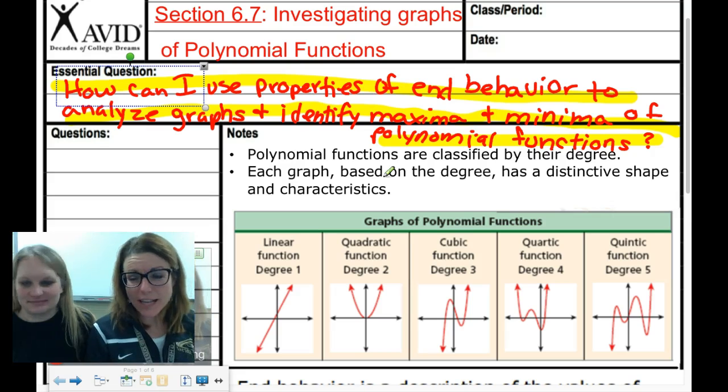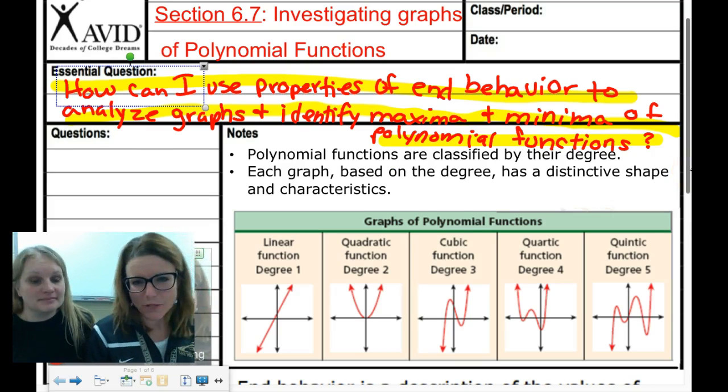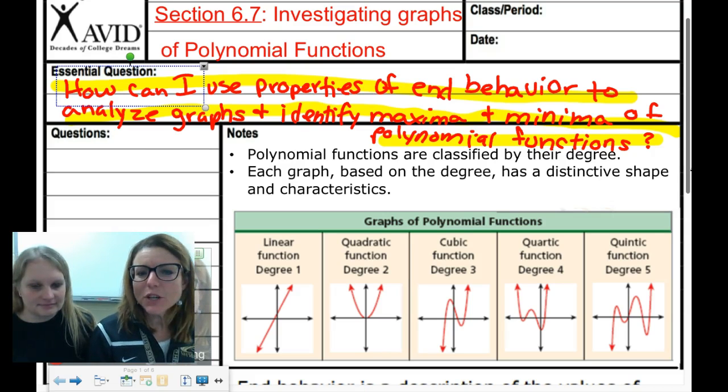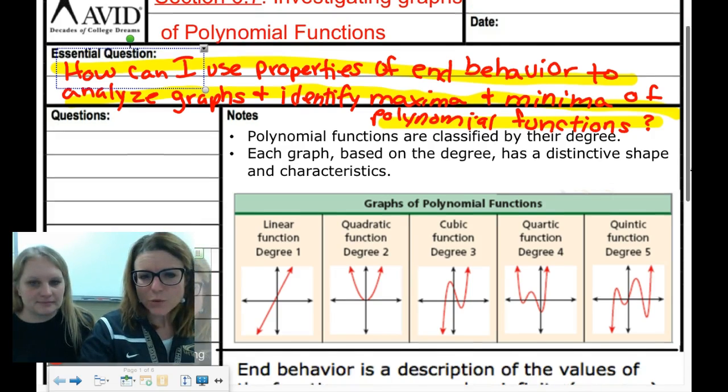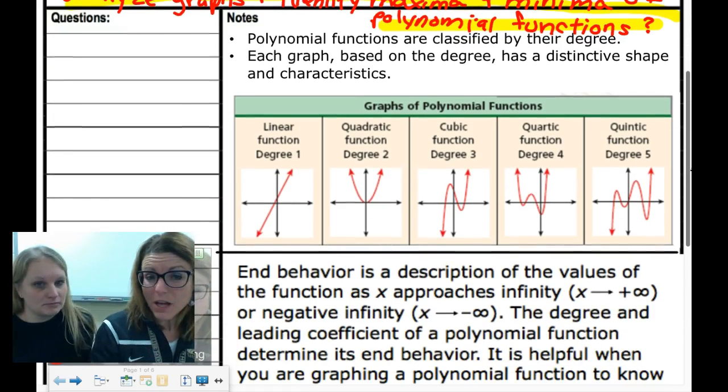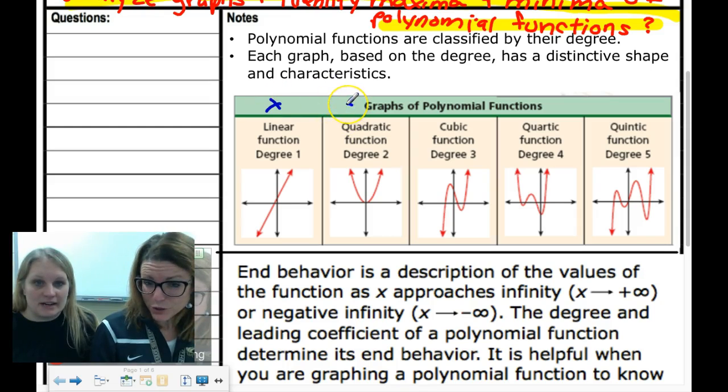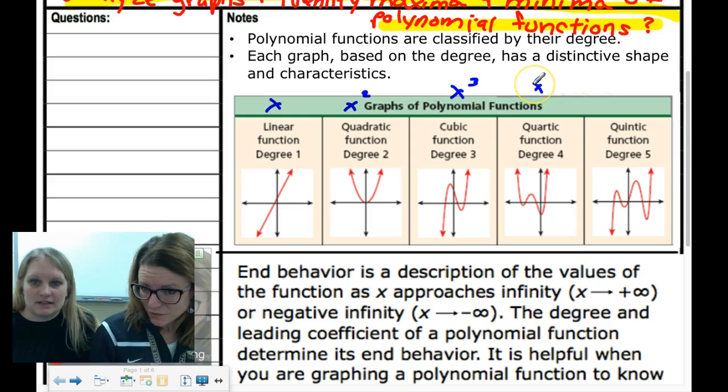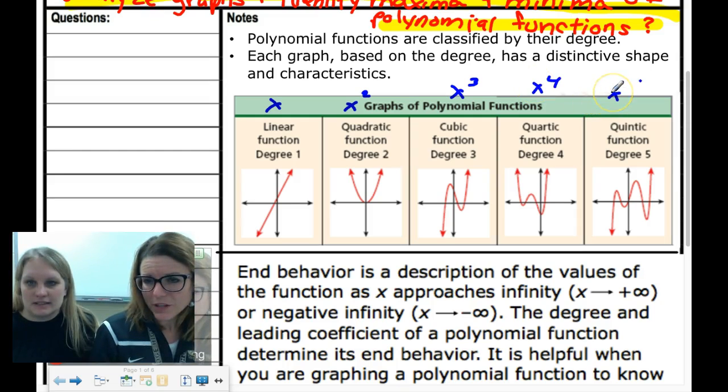Polynomial functions are classified by their degree. We've already talked about that. Each graph, based on the degree, has a distinctive shape and characteristic. Right here in this table, we have graphs of a degree of 1, which is linear, just an x. Degree 2 would have x squared, which is quadratic. Then x cubed, x to the 4th, and x to the fifth.